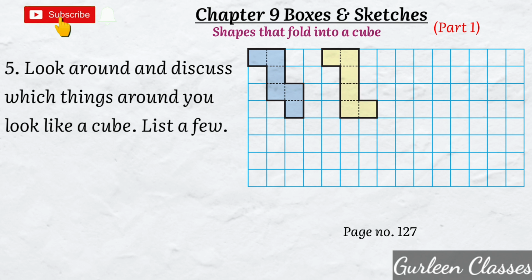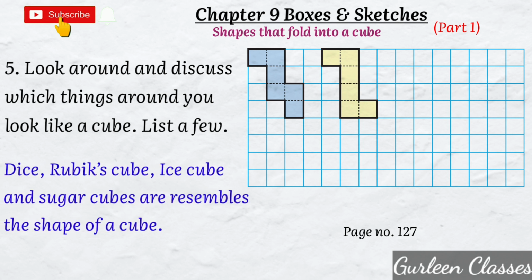Question number 5. Look around and discuss which things around you look like a cube. List a few. So students, now look around and discuss the shapes which look like a cube. Dice, Rubik's cube, ice cube and sugar cube resemble the shape of a cube.